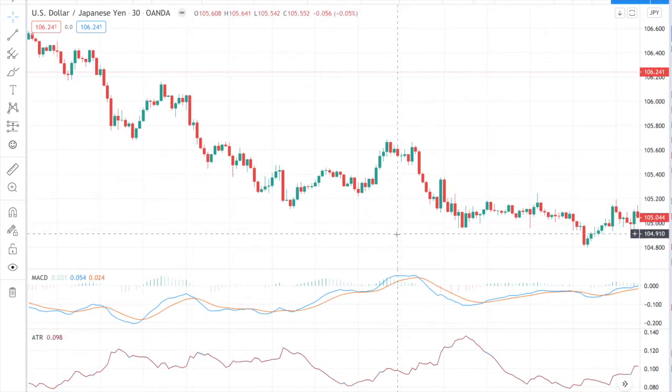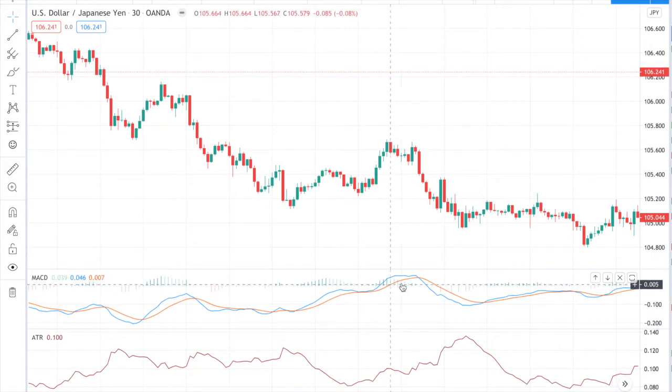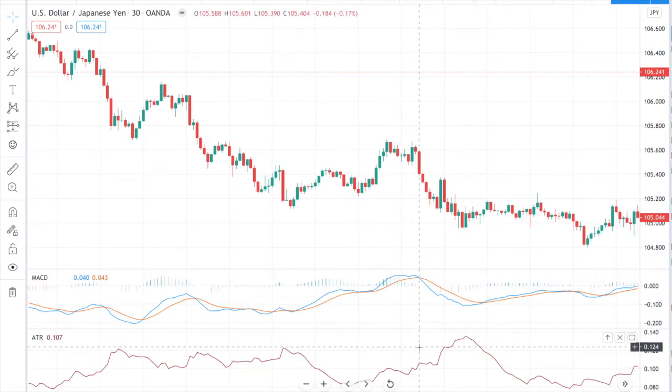Let's say I'm waiting for the MACD to do the cross and I want to go short here. By looking here in the same candle, I can see that the market moved 10 pips on average. So what am I gonna do? I can use this to calculate my take profit and my stop loss.